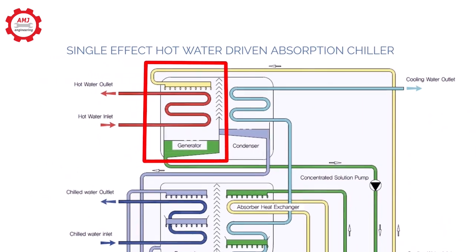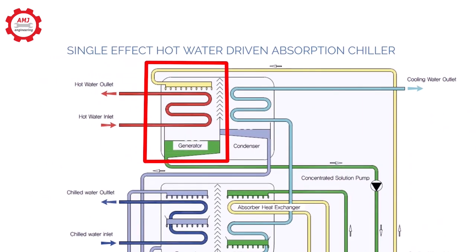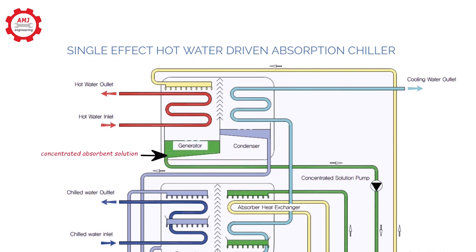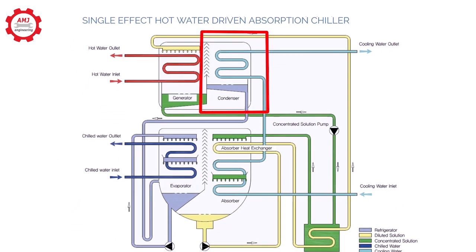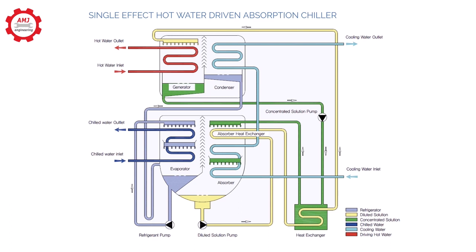In the generator, gas, steam or hot water is used to boil a solution of refrigerant absorbent, water lithium bromide. Refrigerant vapor is released and the absorbent solution is concentrated. Next step, the condenser. The refrigerant vapor released in the generator is drawn into the condenser. Cooling water cools and condenses the refrigerant. Heat will be rejected from the condenser to the cooling tower stream.